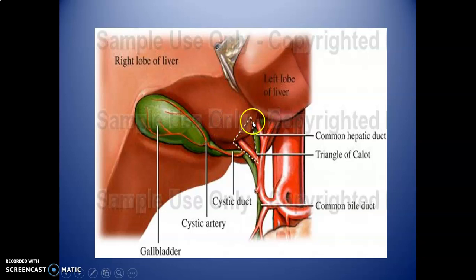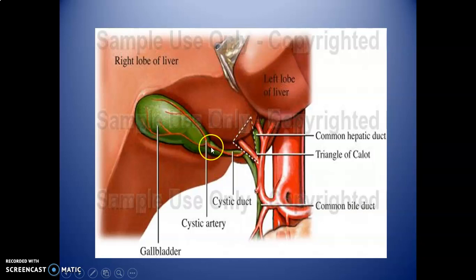Calot's triangle is formed by the inferior border of the liver superiorly, and to the medial aspect, the common hepatic duct. So that's the Calot triangle.